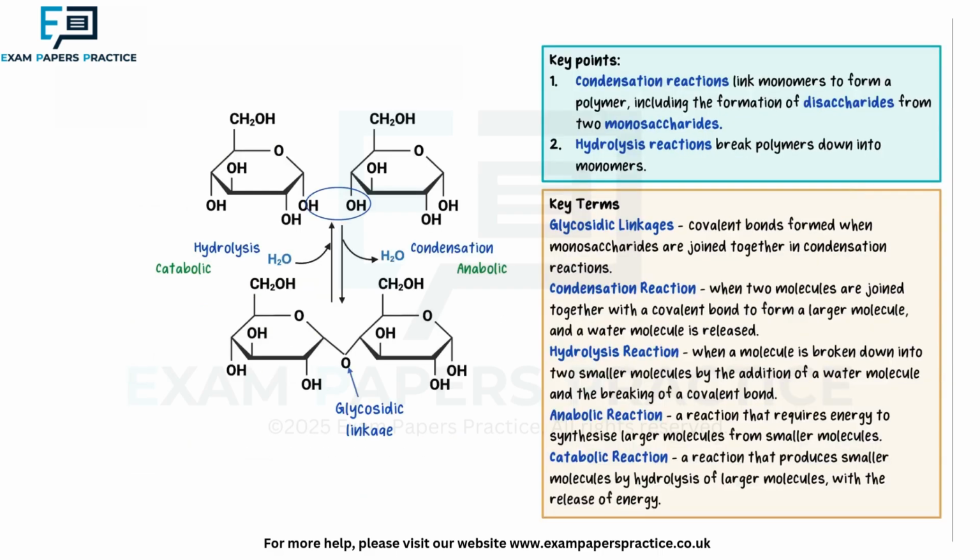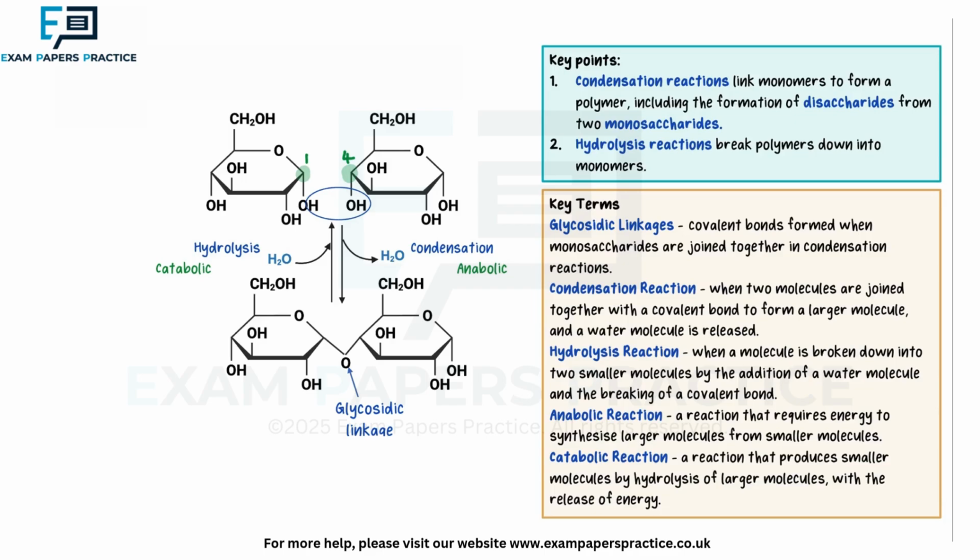But how do monosaccharides join together? Well, let's look at this diagram here. This shows 2 alpha glucose molecules. Here you can see the hydroxyl group on carbon 1 of this first glucose, and here you can see the hydroxyl group on carbon 4 on the second glucose molecule. This is where bond formation will occur between carbon 1 and carbon 4.